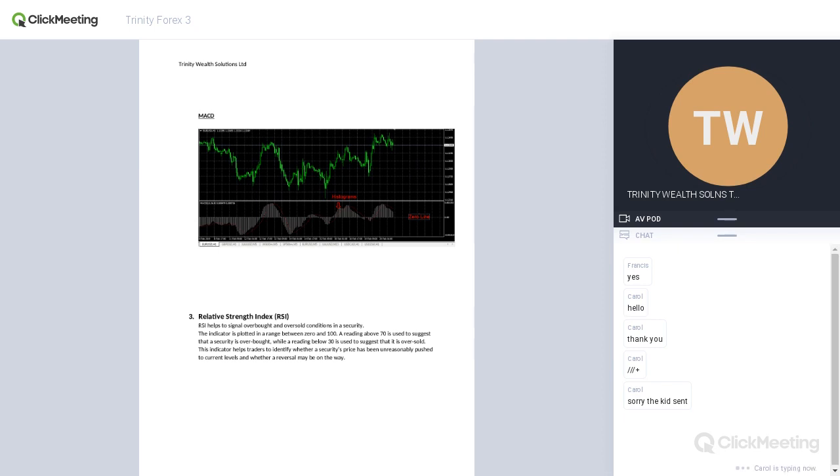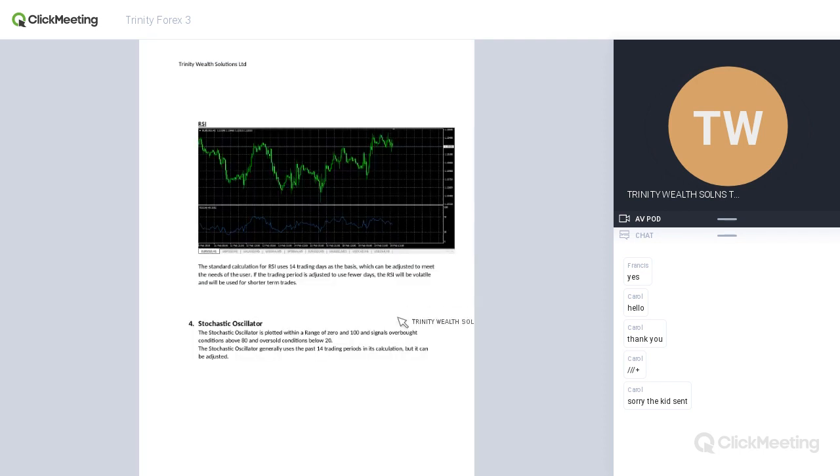This indicator helps traders to identify whether a security's price has been unreasonably pushed to current levels and whether a reversal may be on the way. All right, so this is RSI. Before we go to the chart, let's discuss the other one, which is called the stochastic oscillator.